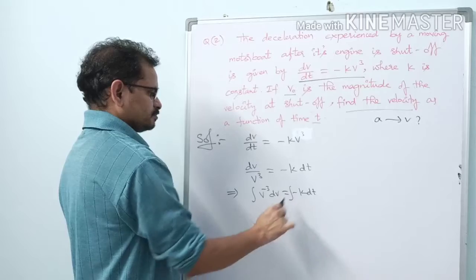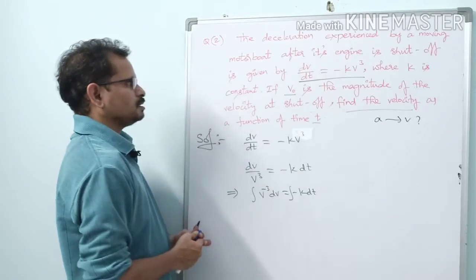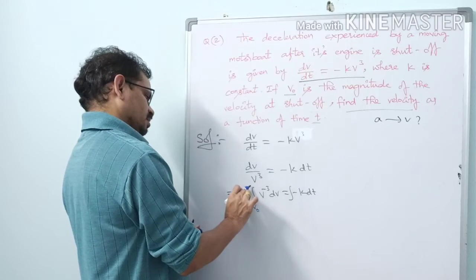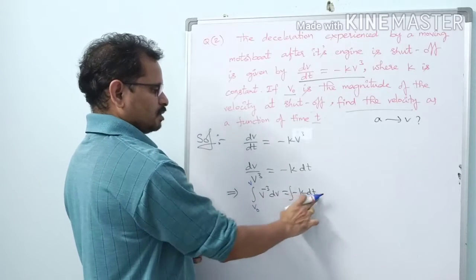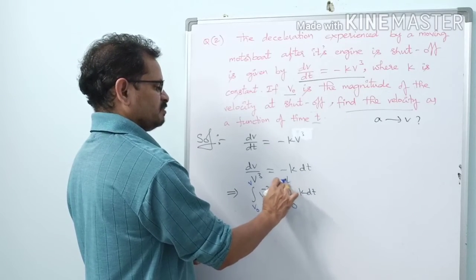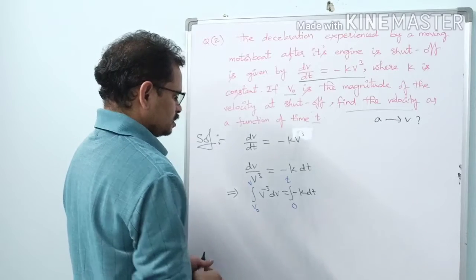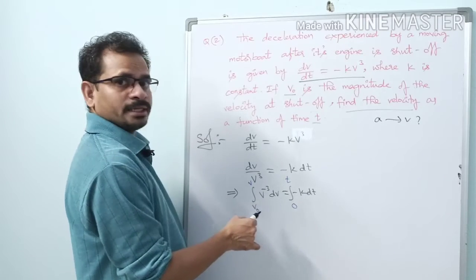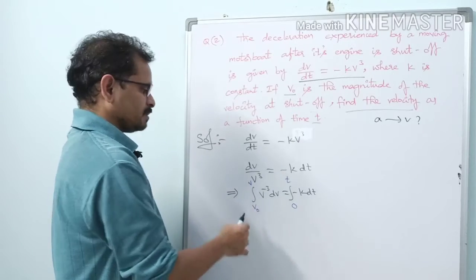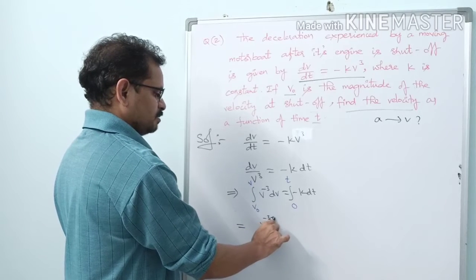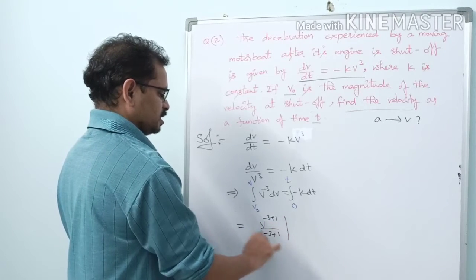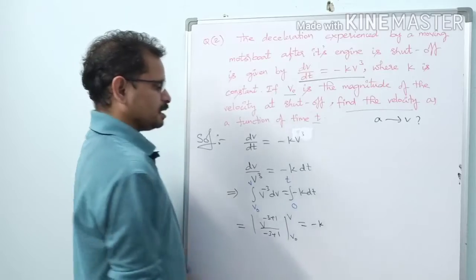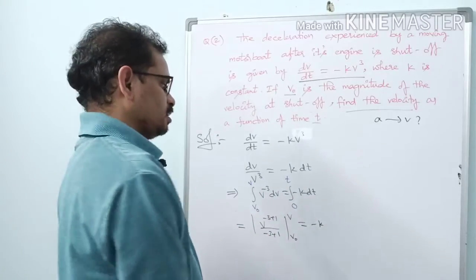Integrating on both sides. What are the limits here? Initial velocity is v0, no? Instantaneous velocity is some v. What about time t? Initial time is 0, final time is t seconds, right? So let us integrate this one. This is just like integral x power n, so x power n plus 1 by n plus 1. So v power minus 3 plus 1 by minus 3 plus 1 is the integration of this, with lower limit v0 and upper limit v. This is equal to minus k. K is constant, so integration cannot be applied for constant values.